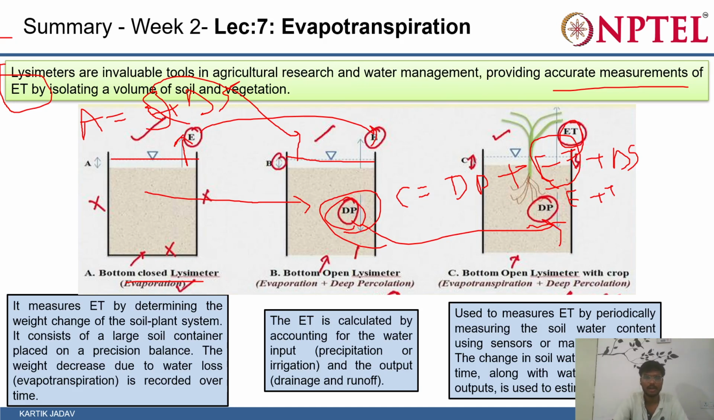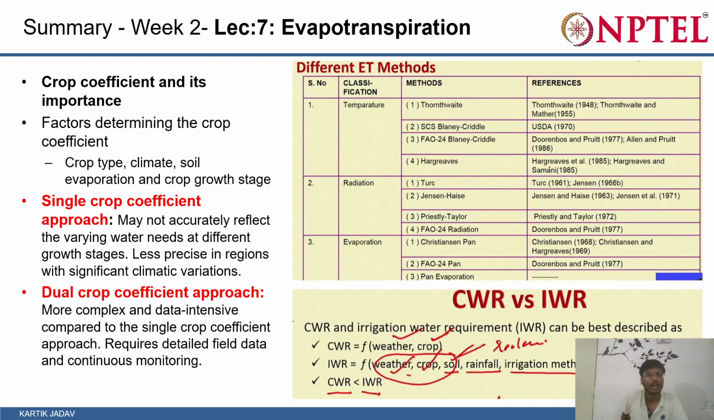This is a very fundamental method and it's very important at the field scale measurement. And then we move on to the crop coefficient and its importance in crop water requirement estimation. So there are two types of crop coefficient. First is a single crop coefficient approach, so that may not accurately reflect the varying water needs at different growth stage and less precise in regions with significant climatic variation.